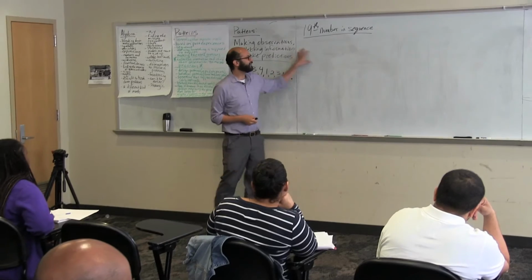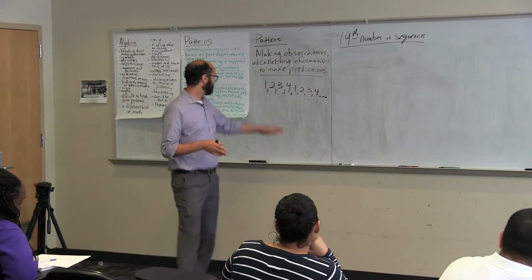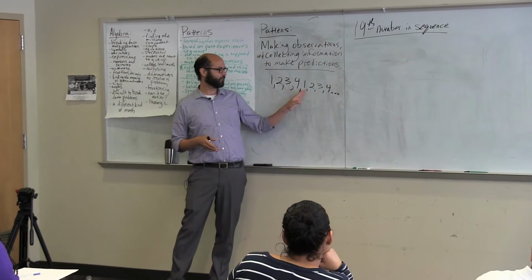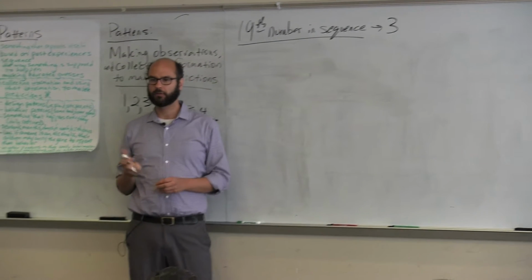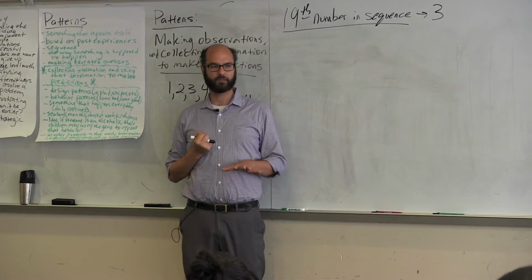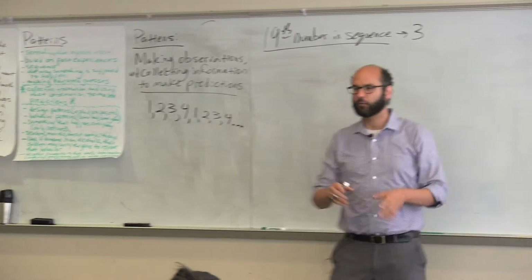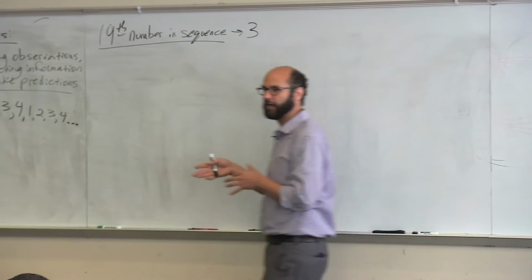So first of all, the first question was to find the 19th number in the sequence. If this is the first, the second, the third, the fourth, the fifth, the sixth, the seventh, the eighth, what would the 19th be? 3. So I saw a lot of 3s as I was walking around. Do I have any other number? Any other possible number? Everybody got 3? Okay. So let's see a couple of different ways. We're just going to do one strategy for each of them, but we're going to look at different strategies for each.